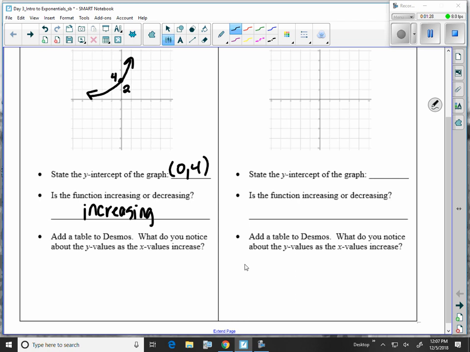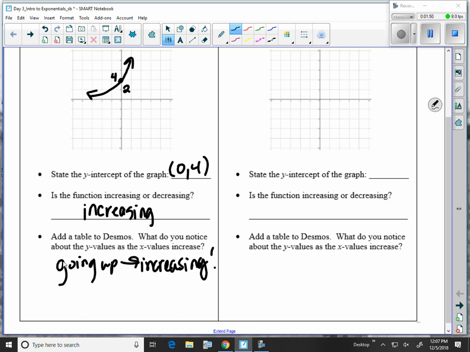So I said add table in Desmos. What do you notice about the y values? Okay, they are going up, so it's increasing. Okay, so that's that.